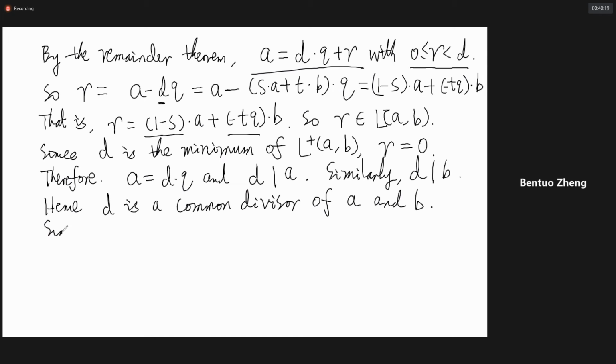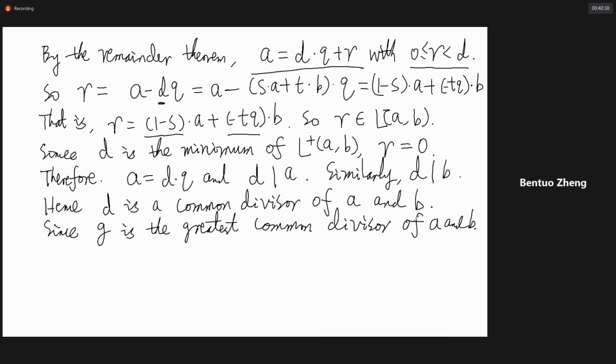Now, since G is the greatest common divisor of A and B, we know that D would be less than or equal to G. All right, so we proved that G is less than or equal to D, and now we showed that D is less than or equal to G. Therefore, D is equal to G.